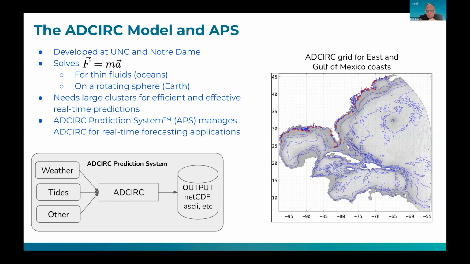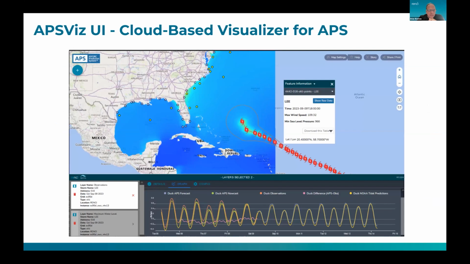So the next slide says, at the end of the day, we need to be able to show this information to people. So we've developed something called the APS Viz system or user interface, which is a cloud-based visualizer for the ADCIRC prediction system. It is a web page that hosts geospatial information like maps of the storm surge that you see here, additional information like hurricanes and their tracks and intensities. Then you can drill down into the data by clicking on one of those dots, and you get information about the time-dependent nature of the solution there.